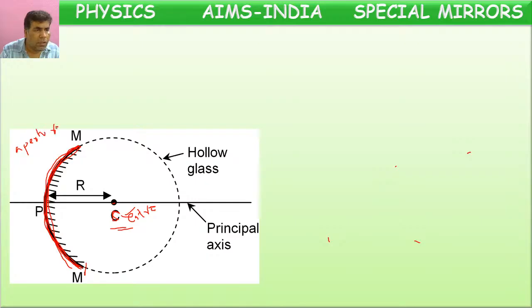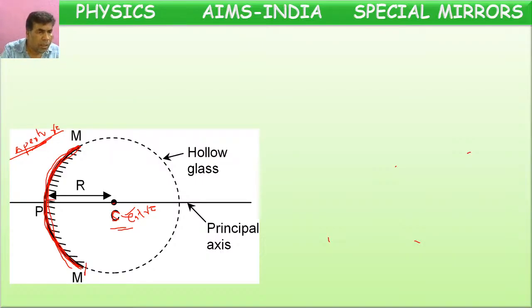A-P-E-R-T-U-R-E. Understood, children? It is called aperture. What is aperture? The reflecting surface. The circumference of the reflecting surface is called aperture.